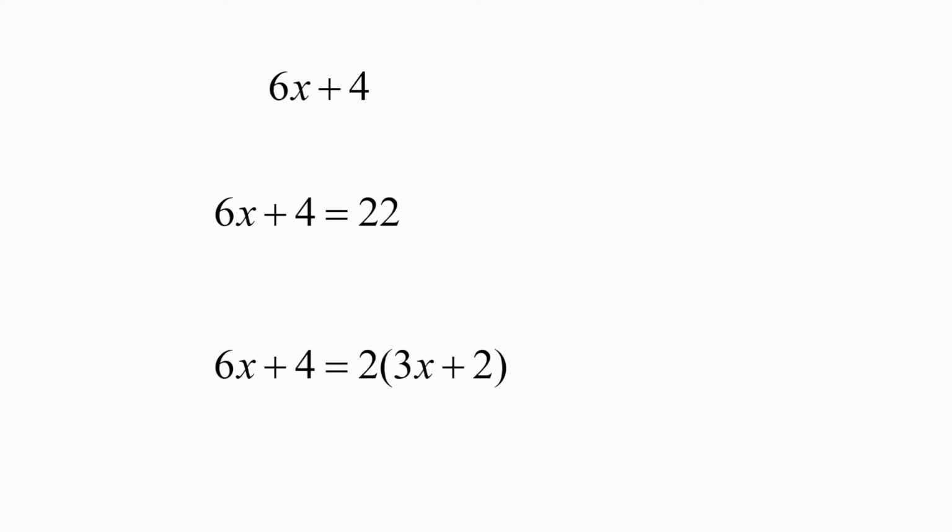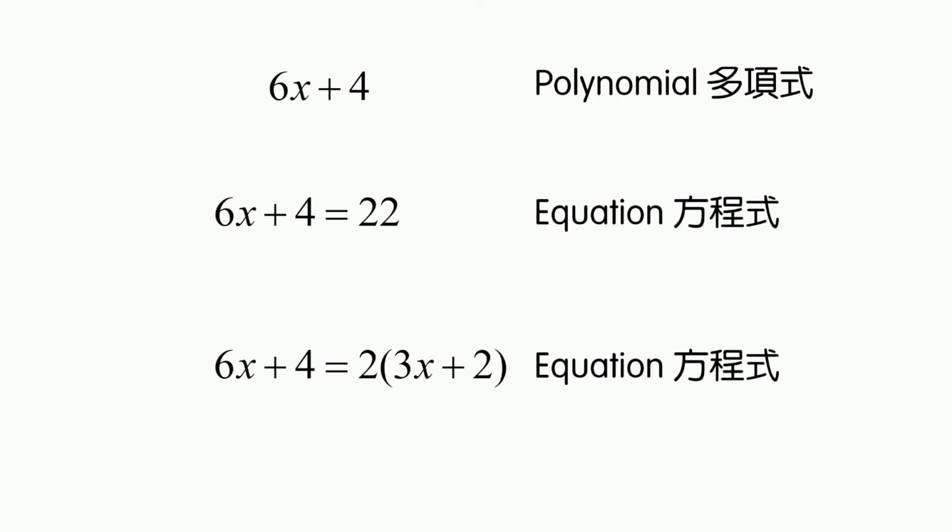Previously, we learned that the item on top is called a polynomial. For the second and third item, we can see that there's an equal sign in them, so we call them an equation. But within equations, there's one special type, which is called identities. Out of these two, which is the identity?